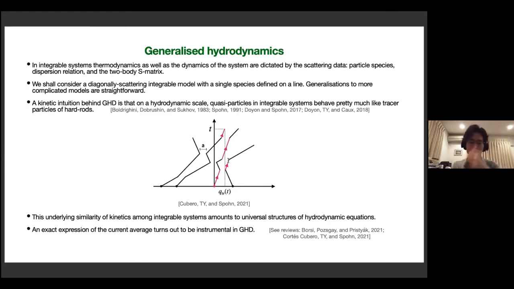And this is basically what is happening for any integrable system as long as it's Bethe solvable. Of course, this jump distance could depend on the velocity, but the basic principle is the same. So this is why GHD is so universal. And that would also motivate us to expect that MFT for integrable systems should also be universal, because the only input needed for that is the hydrodynamics of it.